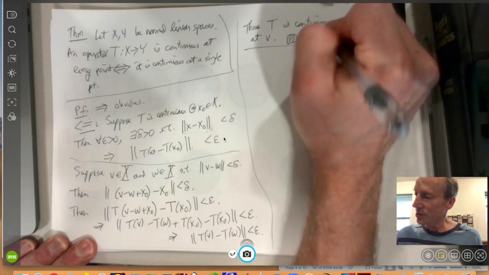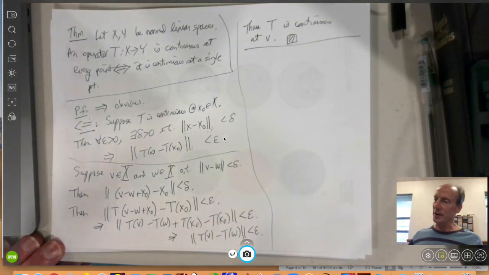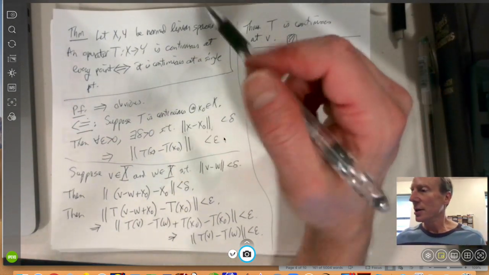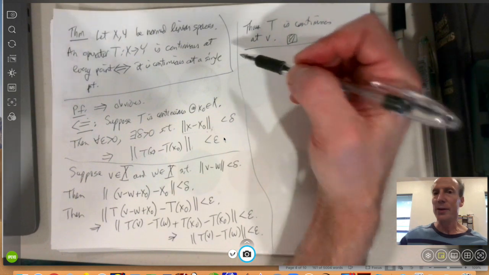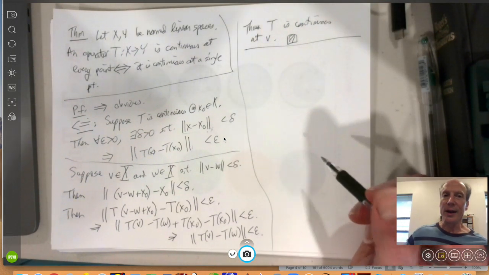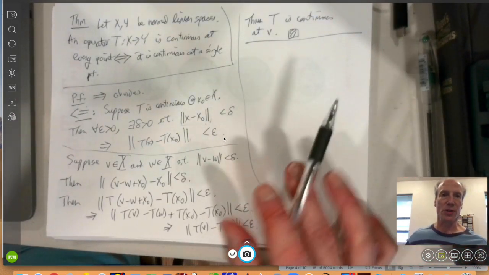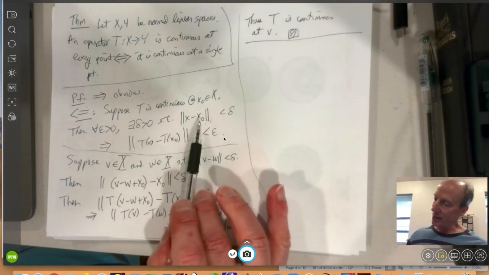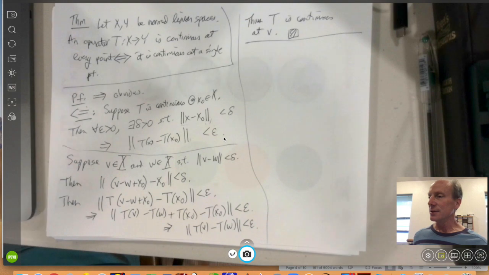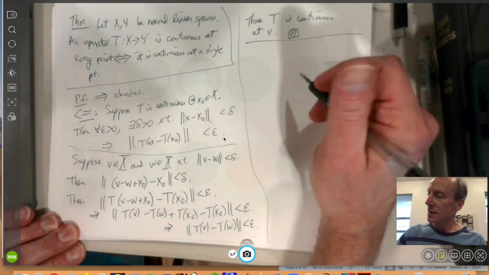QED. So we showed that if it's continuous at one point, it's continuous at any point. So it's great. And where this theorem is mainly used is that to prove that a linear operator is continuous, you only need to show that it's continuous at 0. That's usually the easiest point to check, because then x naught is 0, so the formulas become simple. So anyway, let's go ahead and talk about something else.